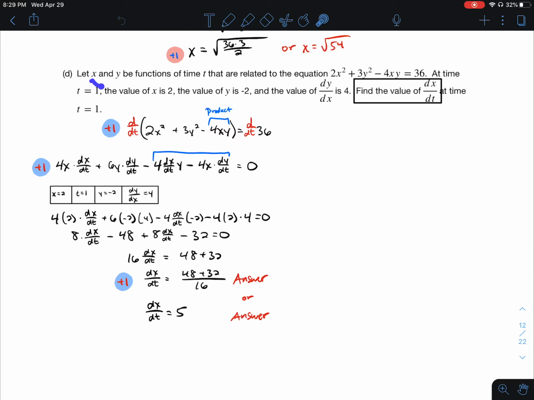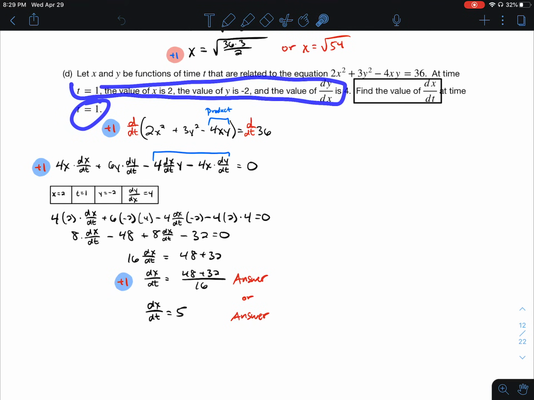Part D, let x and y be functions of time t that are related to this equation. So it's a related rates. At time t equals 1, the value of x is 2, the value of y is -2, and the value of dy over dx is 4. That's why this is written here. I'll get to that in a moment. Find the value of dx over dt when t is 1. Once again, when t is 1, all these other things are true as well.